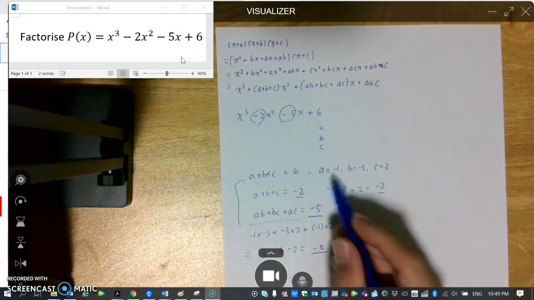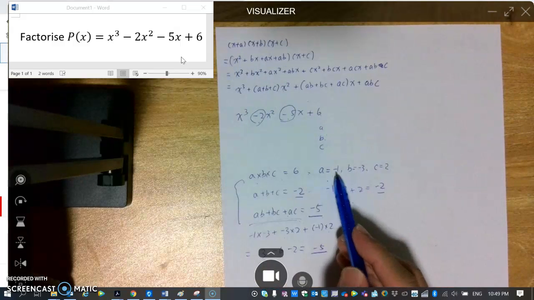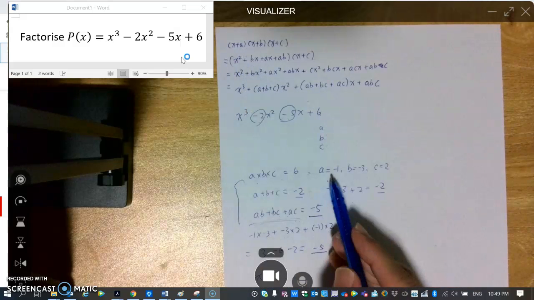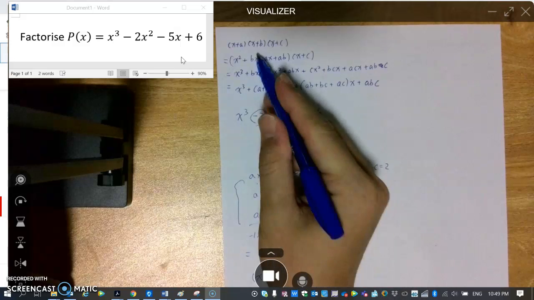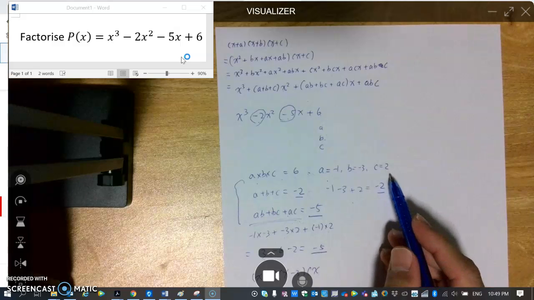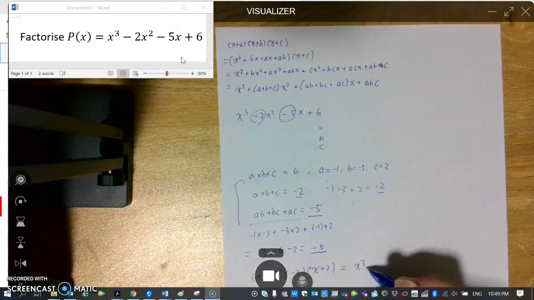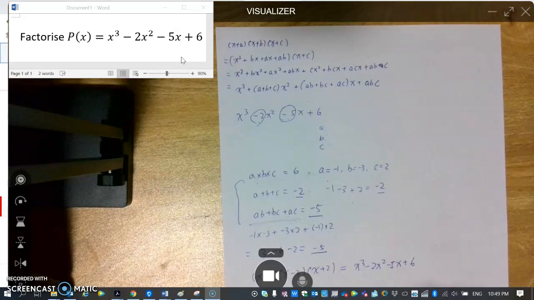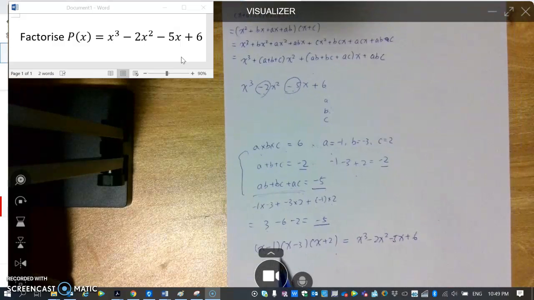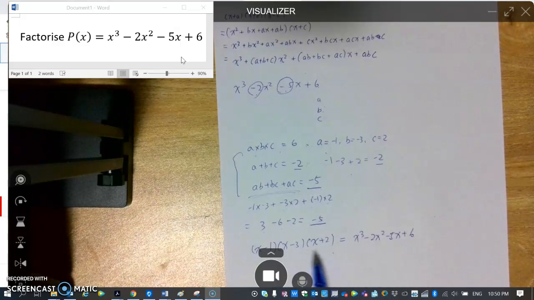So once we got that, we can put it in here: x plus a, which is x minus 1, x plus b, which is x minus 3, and x plus c, x plus 2. This equals the question we're trying to solve. Now sometimes this doesn't work, but I'm talking about when you're trying to solve this question in a math textbook, they will try to give you a question that works to test you. Hope this helped.